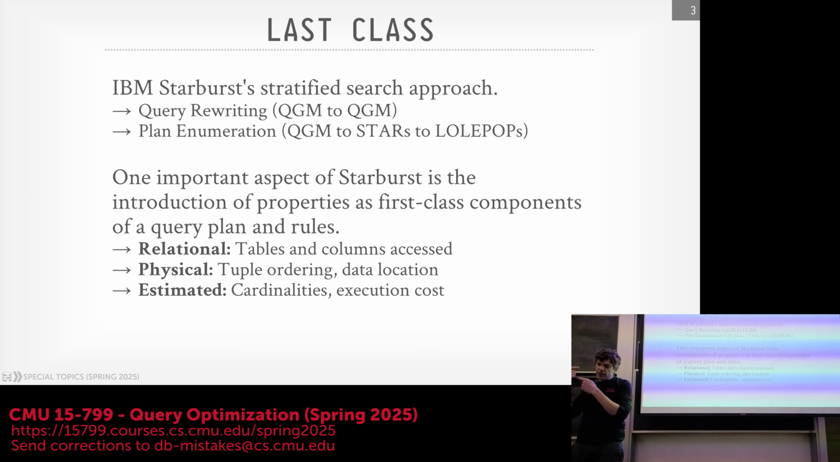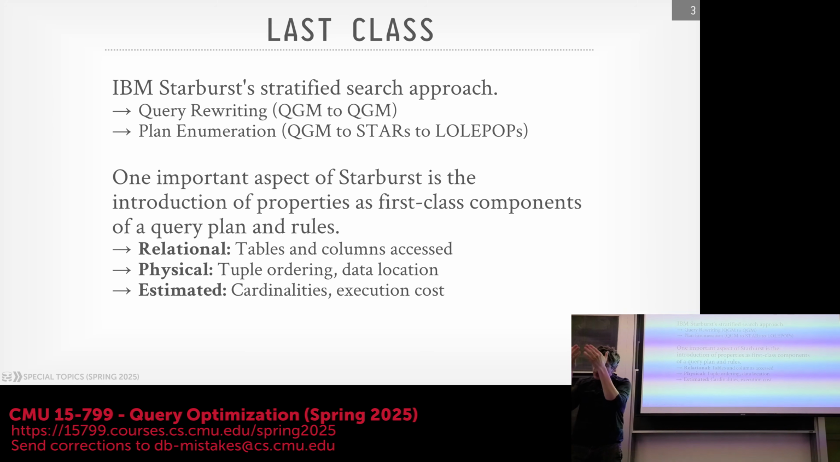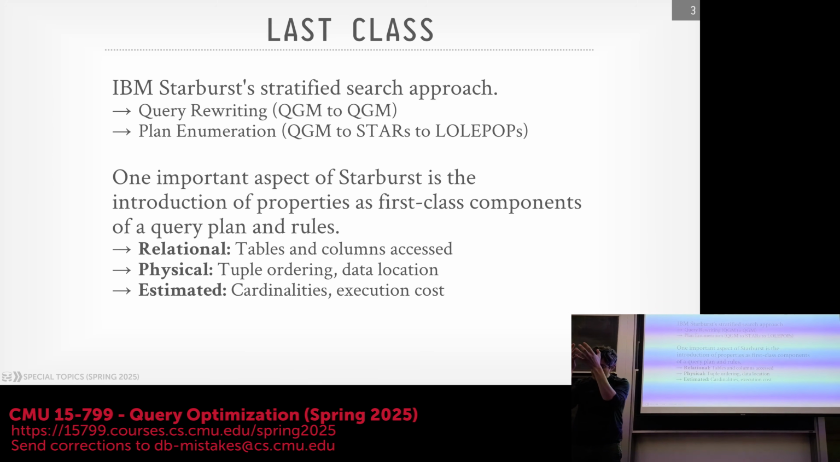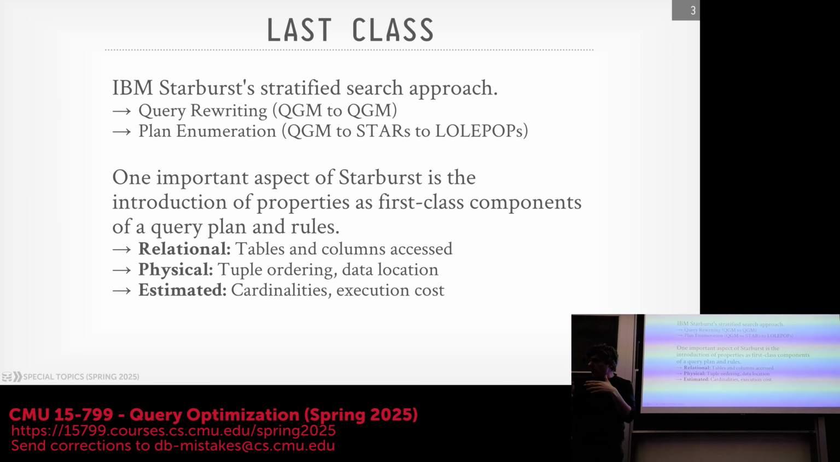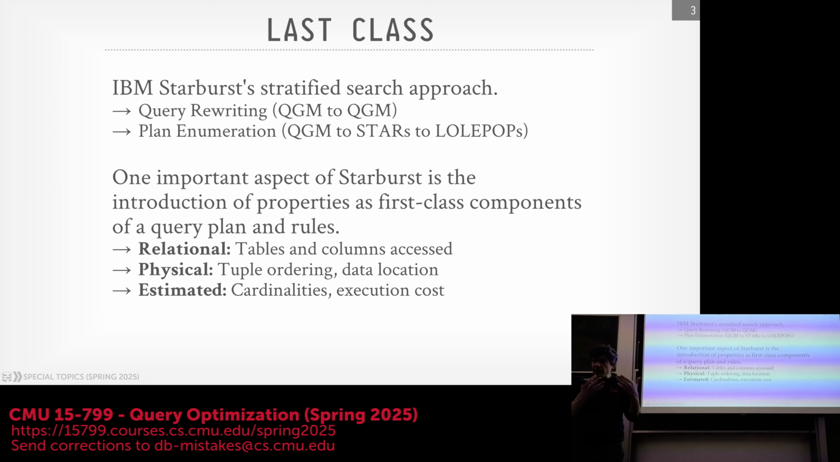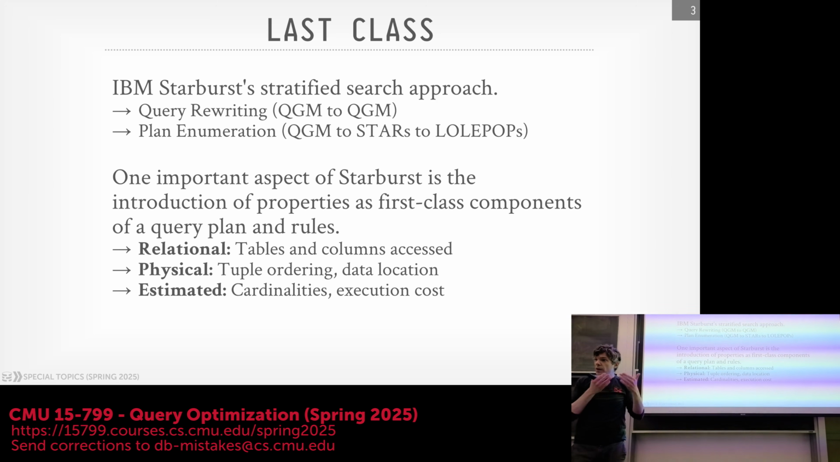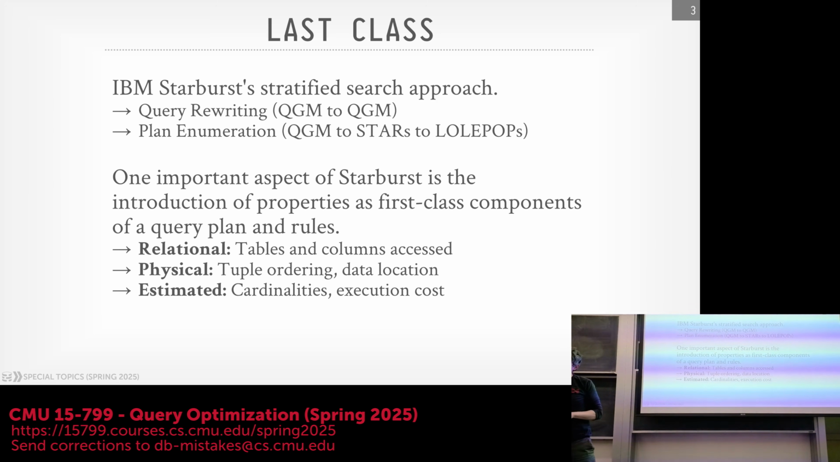If you know that the input of some operator requires the data to be sorted, as you're applying these rules in Starburst and you're transforming the data, if that violates that property or doesn't satisfy that property, then that's an invalid transformation and you don't do it.